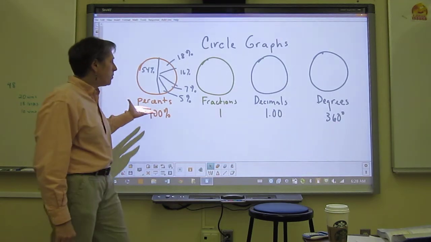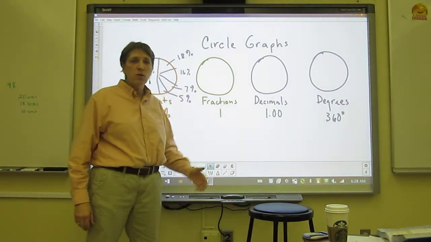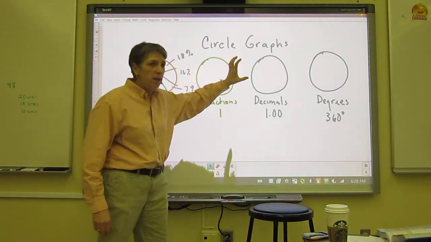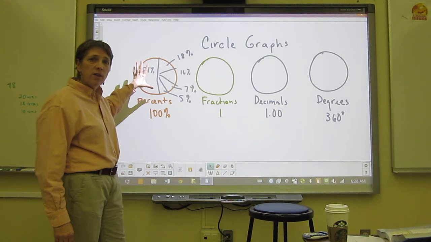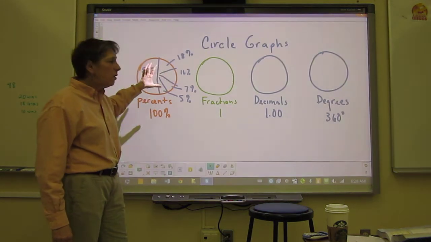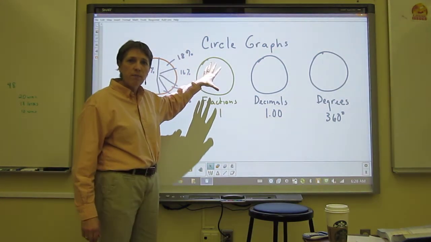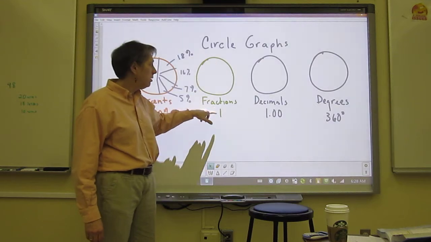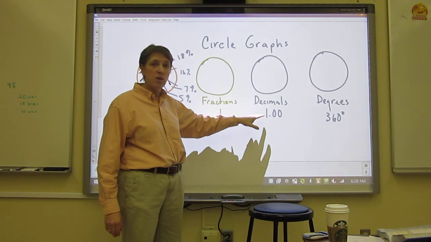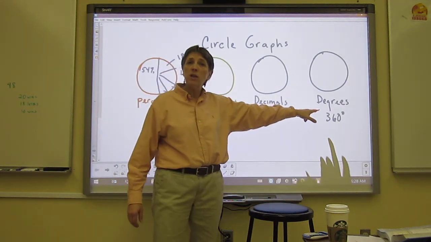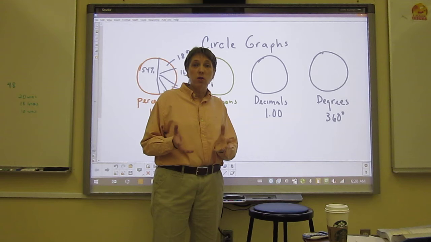Okay, so there are 4 different categories for circle graphs. We've been talking about percents, fractions, and decimals. We can break up each one of these into a percent, where we're representing the whole with percentages. We can represent it with fractions that add up to 1. We can represent it with decimals that would add up to 1.00. And we can represent a circle graph, or a circle, with degrees.